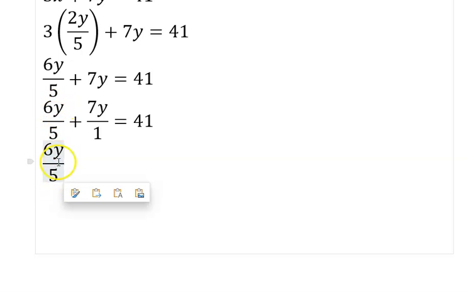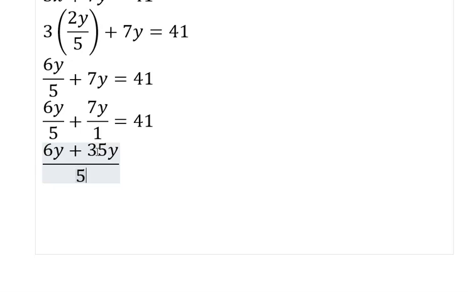1 times 6y will give us this 6y that we have here, because we have plus in the middle here. 1 times 5 will give us 5. 5 times 7y will give us what? 35y. Very easy. So we have our equal 41 here. Don't let us forget.